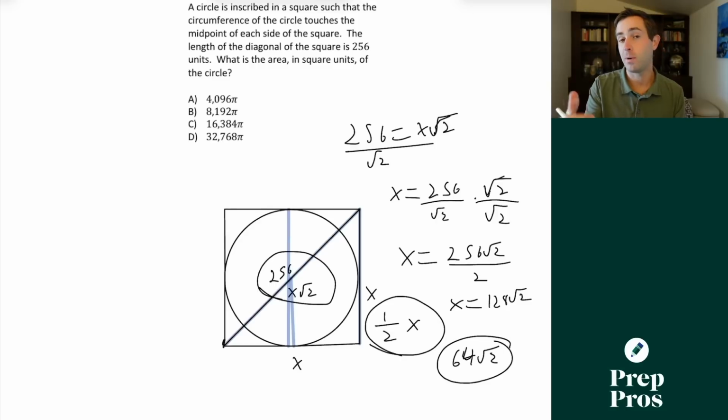Now we just have to do pi r squared, so we're simply doing pi times 64 root 2 squared, and that's going to give us our correct answer here of B.